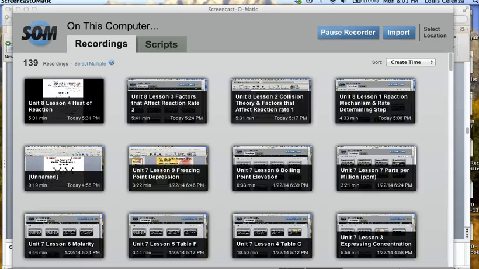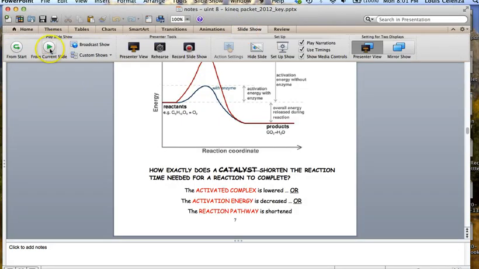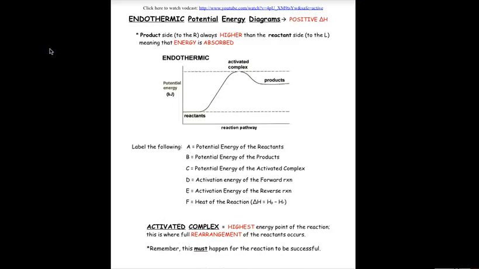Okay, so here we are with Unit 8, Lesson 5, and it's kind of a continuation of Lesson 4. We're going to get into endo and exothermic potential energy diagrams, and as I had said before, you need to be able to take just a look at this diagram and tell from looking at it whether it's endo or exothermic. And the way to look at it is this: if you look at the y-axis, remember we don't really pay attention to the x.